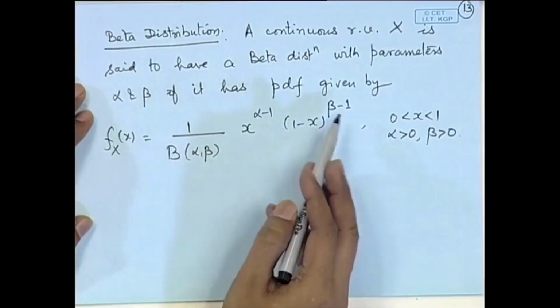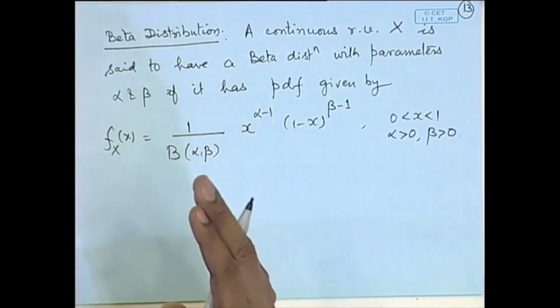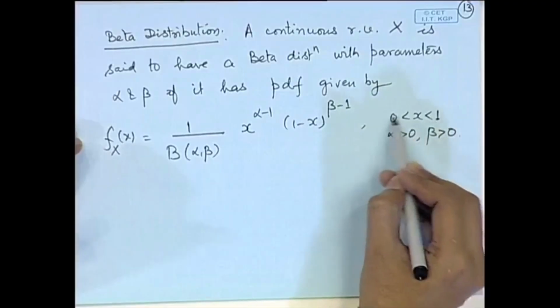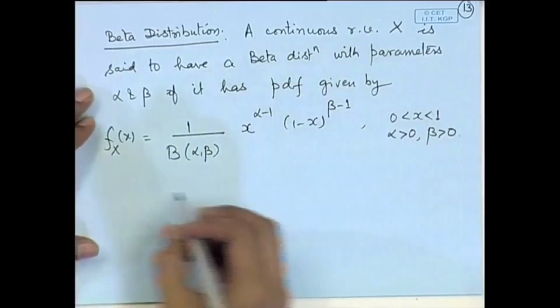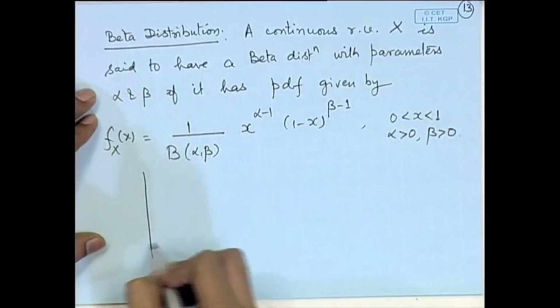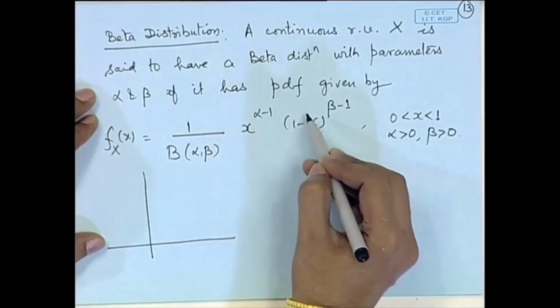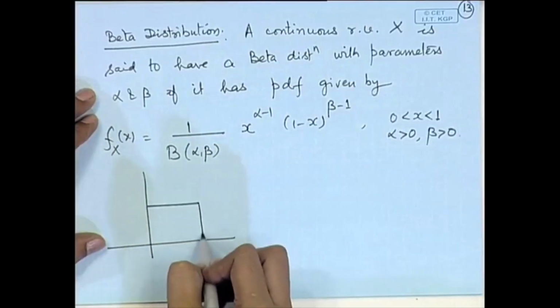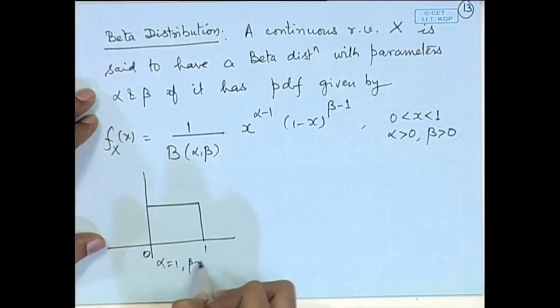The distribution is quite useful in describing various kinds of phenomena where the range is bounded, and if the range is bounded we can limit it to the interval 0 to 1. In fact, we can look at the shape of the curves. If I take alpha equal to 1 and beta equal to 1, it reduces to the uniform distribution, so 0 to 1, if alpha is 1 and beta is equal to 1.